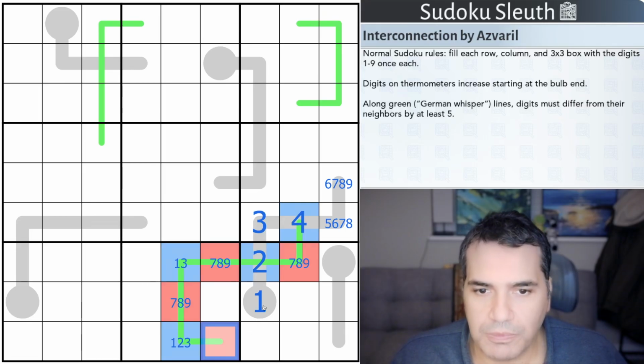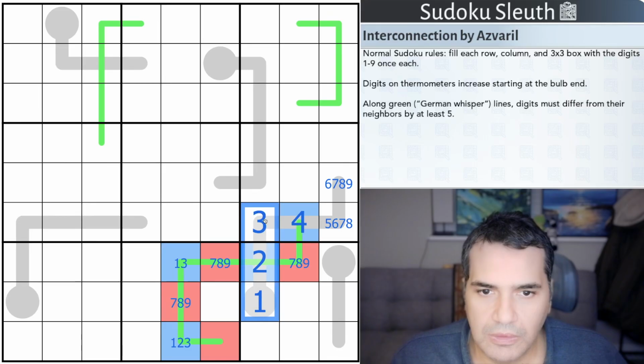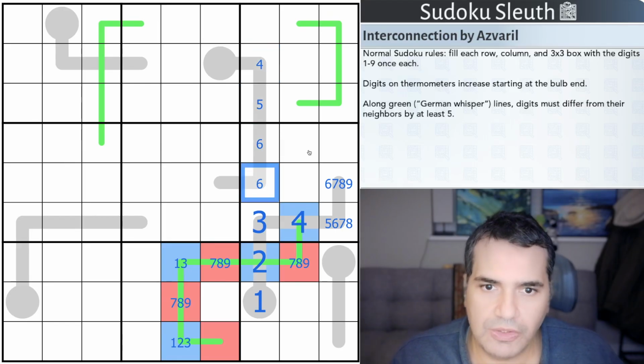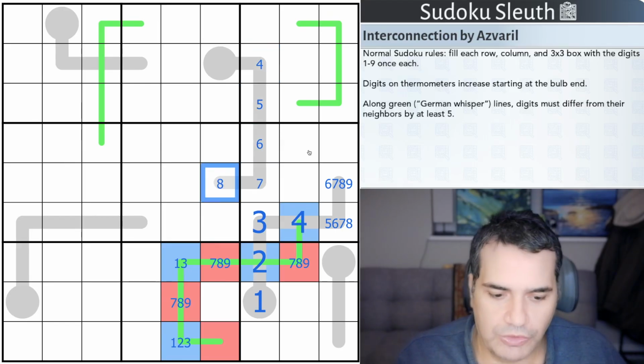Okay, we've got a break in. That's what matters. 1, 2, 3 in the column looks quite interesting, especially on a thermometer, because that is at least 4, 5, 6, 7, 8. So only 1 degree of freedom that's left.